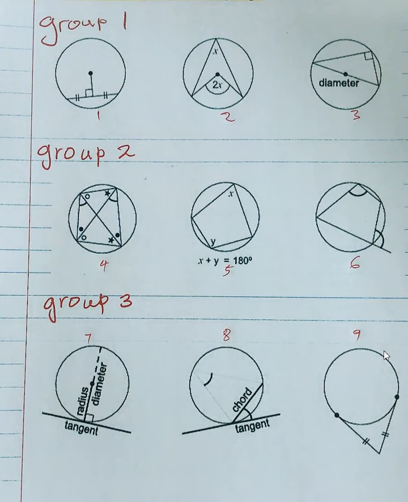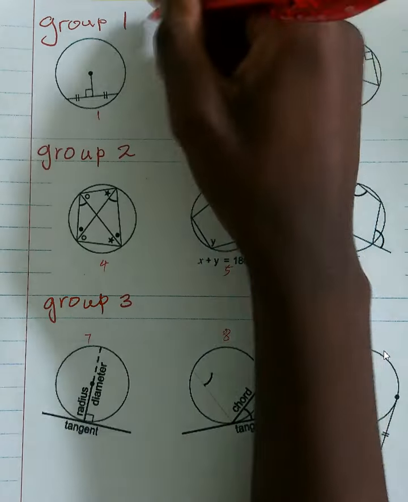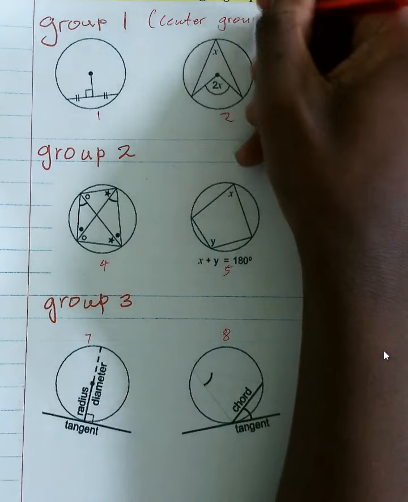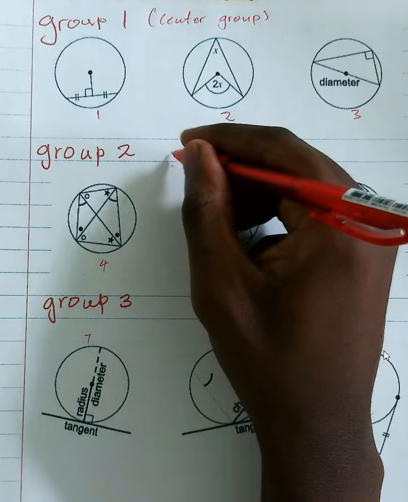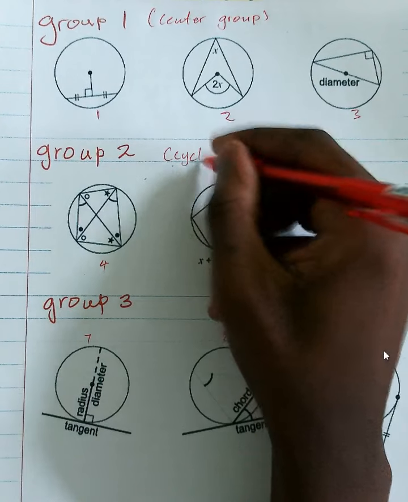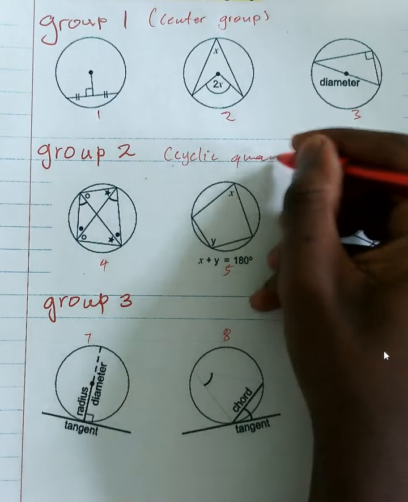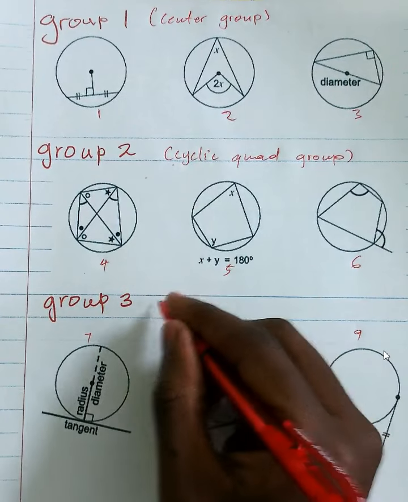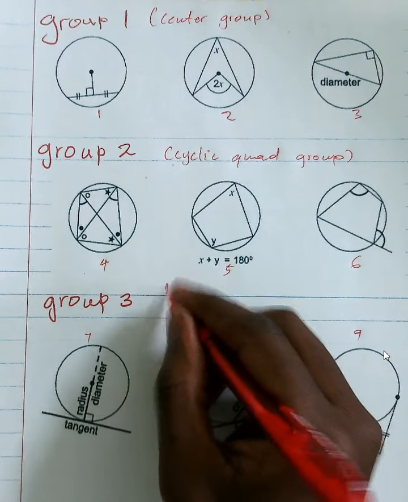That is why I've decided to come up with 3 groups for these theorems. You have group 1, group 2, and group 3. Group 1 is called center group. And then group number 2, we call it cyclic quad. Group number 3 is going to be tangent group.